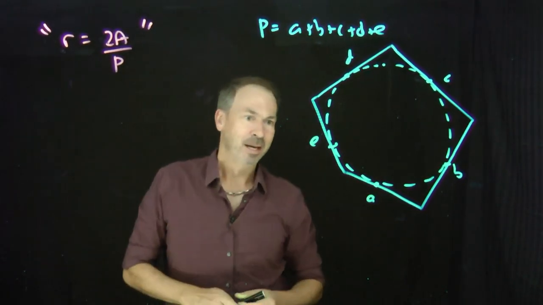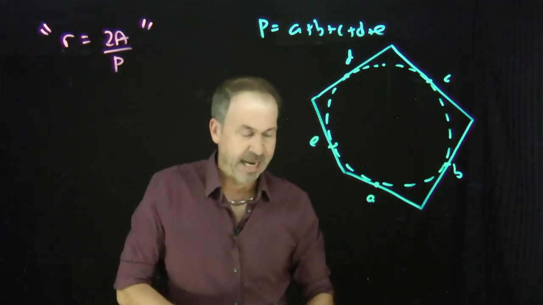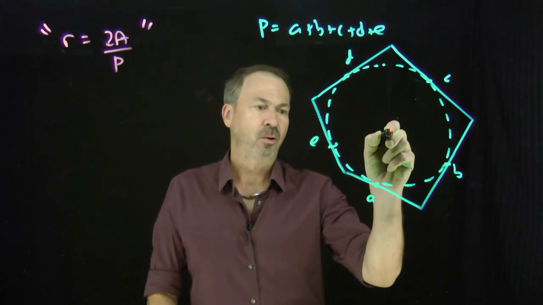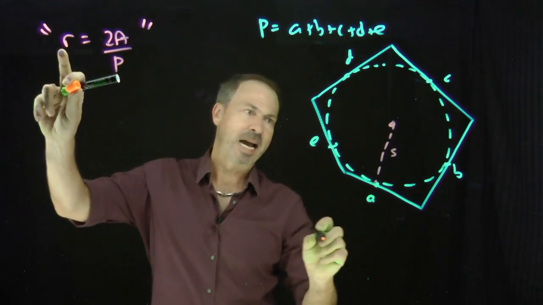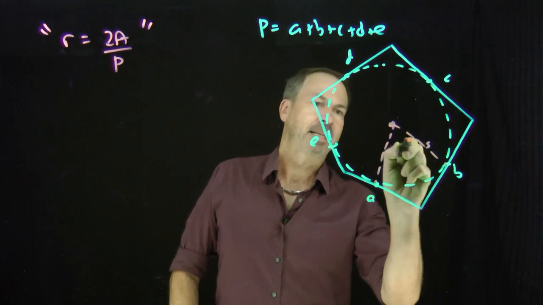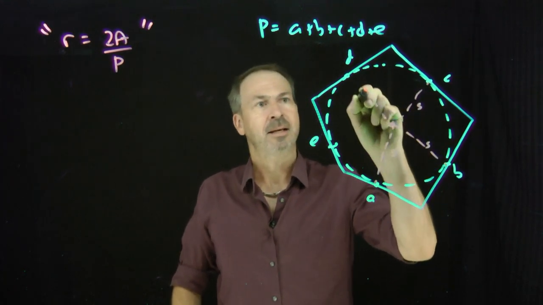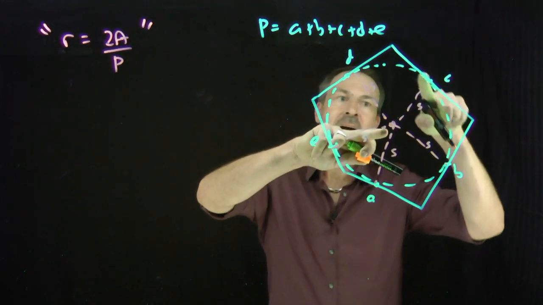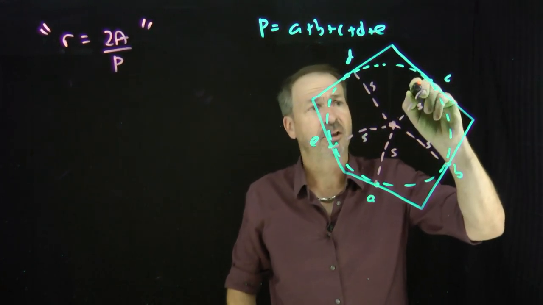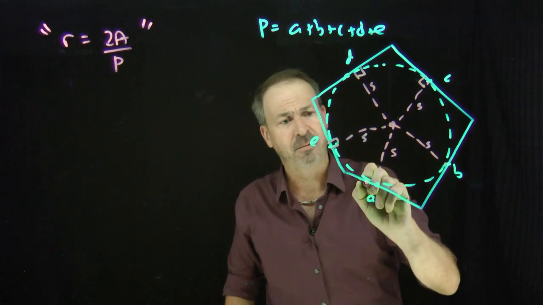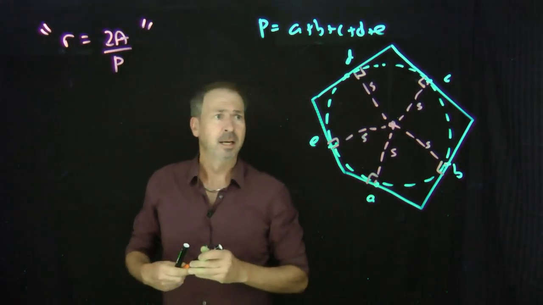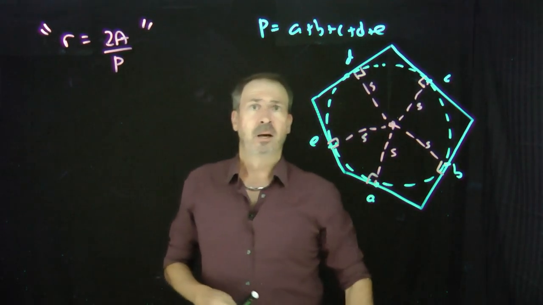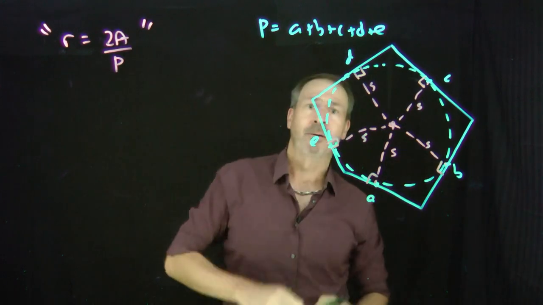Okay, here goes. Let me give that radius a name. Here's the center of the circle. Let's call it S. I won't presume it's R right now. There's S again, and S again, and S again. I've got all these radii meeting tangent lines. From geometry class, I know they're 90 degrees, 90 degrees, 90 degrees, 90 degrees, and 90 degrees. Great. So I've got P, but I need to know the area.